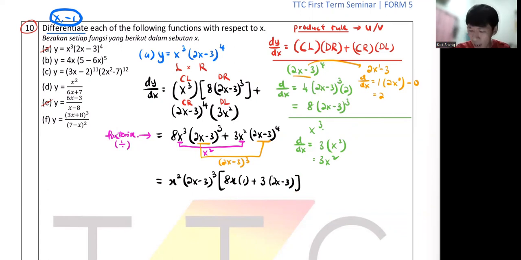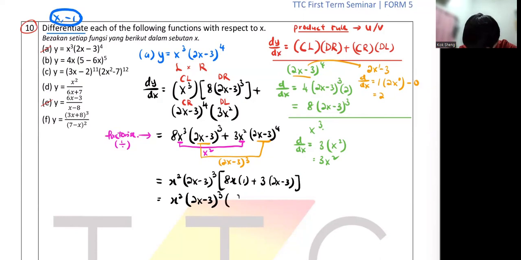Maybe in your exam, you can do until here, follow the formula, the product rule, but then maybe you don't know how to factorize. Maybe, but it's okay. You still got marks here, because this part you need to take some time to figure out which one to factorize. So the rest just simplify.